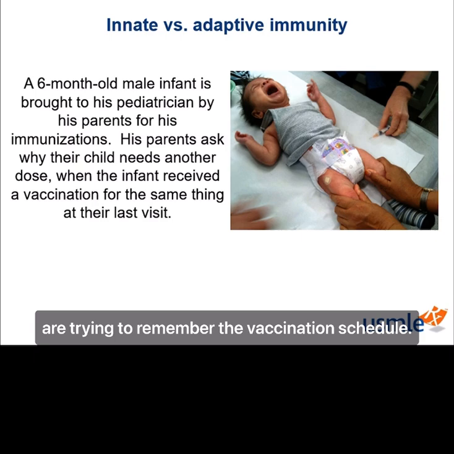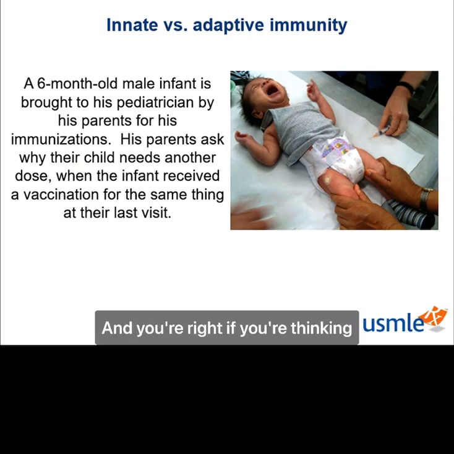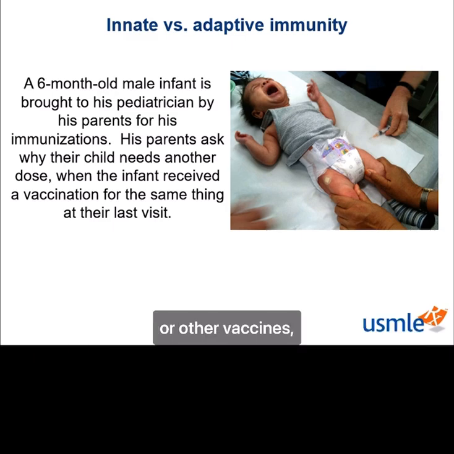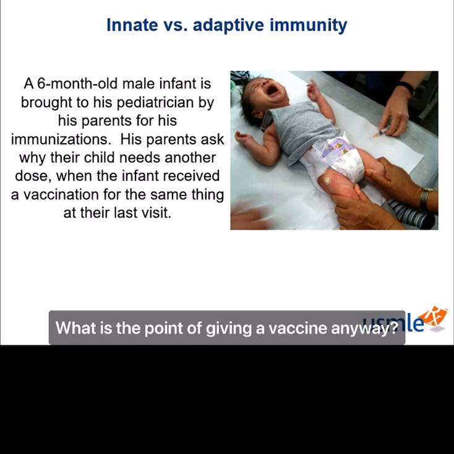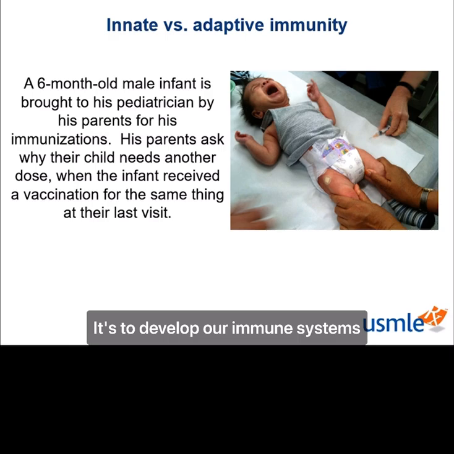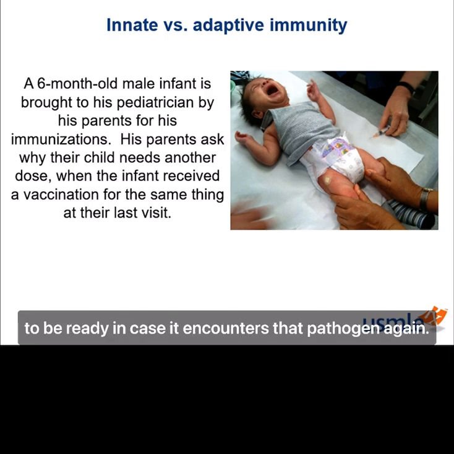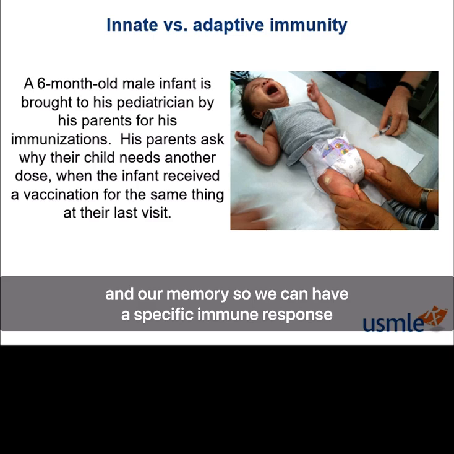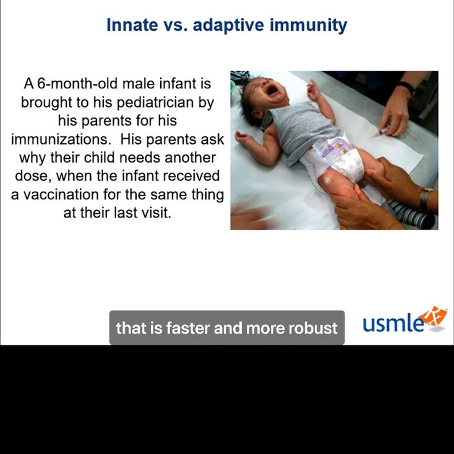I'm sure some of you are trying to remember the vaccination schedule, and you're right if you're thinking this could be another dose of hepatitis B or DTaP or other vaccines. But this is a pretty common question that parents often wonder. What is the point of giving a vaccine anyway? It's to develop our immune systems to be ready in case it encounters that pathogen again. We're working on our adaptive immunity and our memory so we can have a specific immune response that is faster and more robust against that specific pathogen.